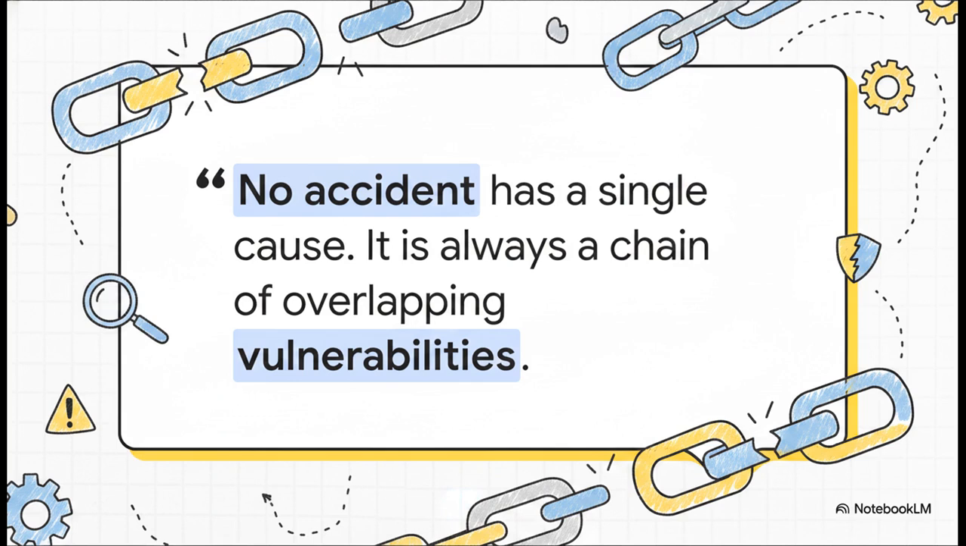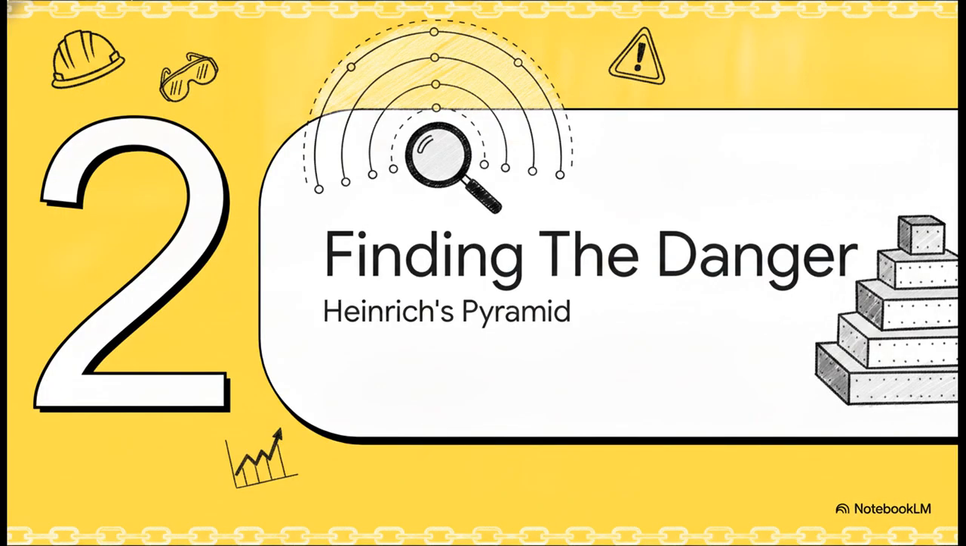Think about that for a second. This is the foundational mindset you need as an investigator. An accident is never just one unlucky break or one guy messing up on a random Tuesday. It's the final result of systemic weaknesses that finally lined up. Moving into Section 2, Heinrich's Pyramid, Finding the Danger.